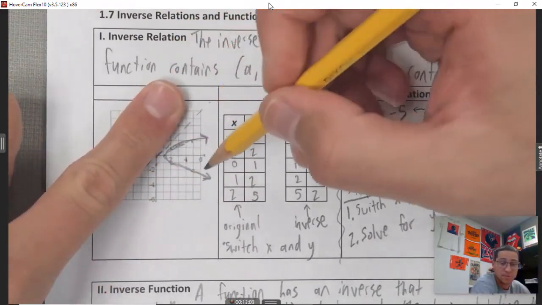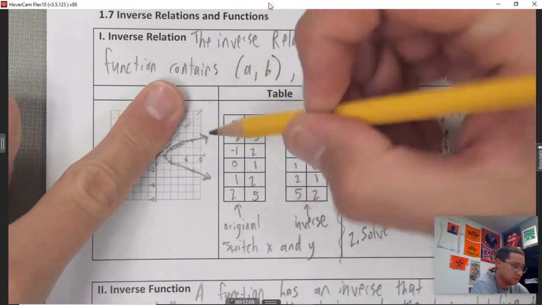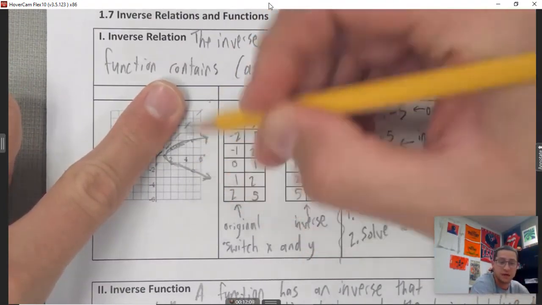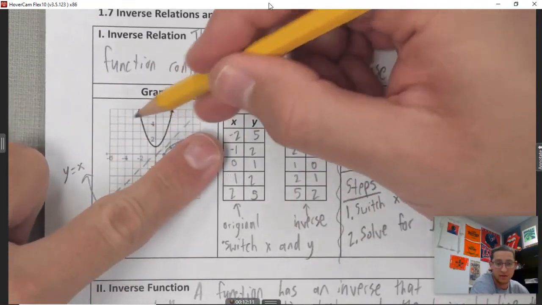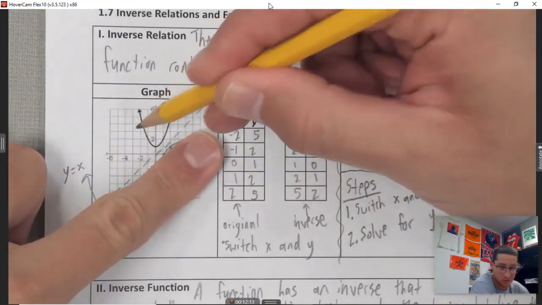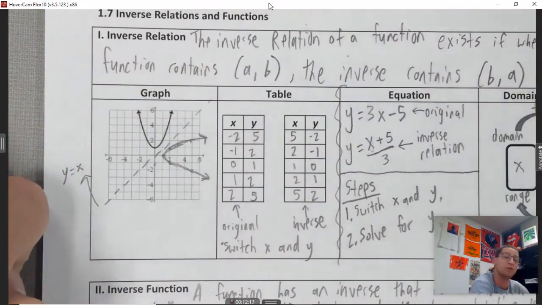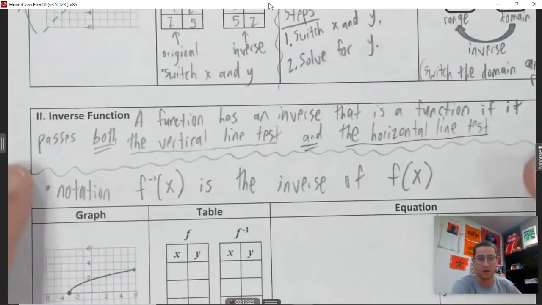So this is an example where the inverse is not a function because this does not pass the vertical line test. It's the same kind of concept that this one doesn't pass the horizontal line test. So passing the horizontal line test is actually important to determine if the inverse will actually be a function. That's kind of what we're getting at in here.